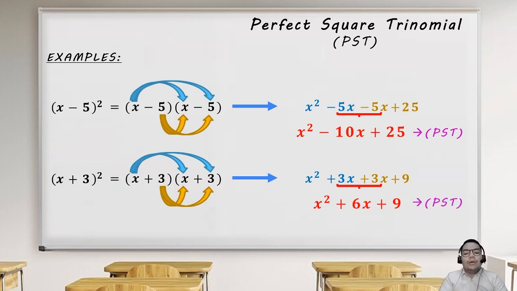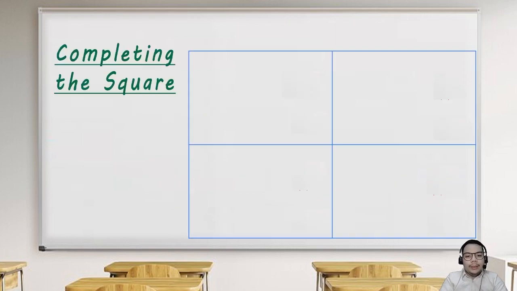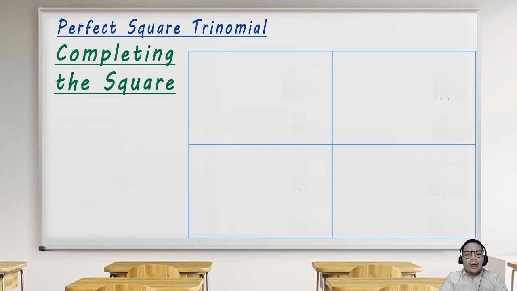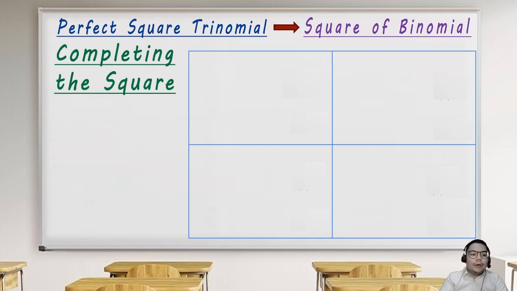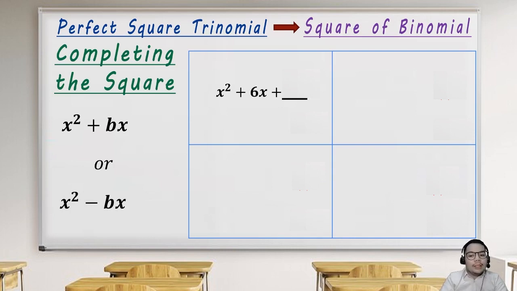One idea that you need to remember for this lesson is that a perfect square trinomial is just the result of a square of binomial. So in completing the square, all we need to do is to have this perfect square trinomial be in the form of a square of binomial. In this case, we have the form x squared plus bx or x squared minus bx, which has a missing third term, and all we need to do is to transform this into a perfect square trinomial using this formula.